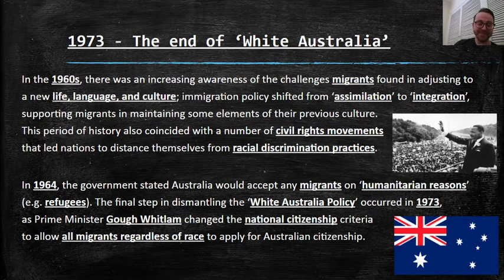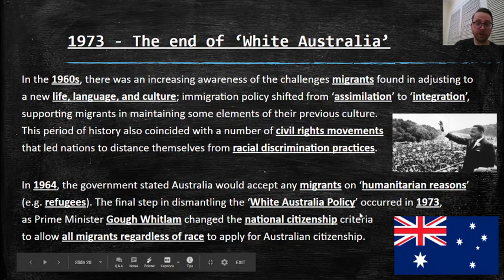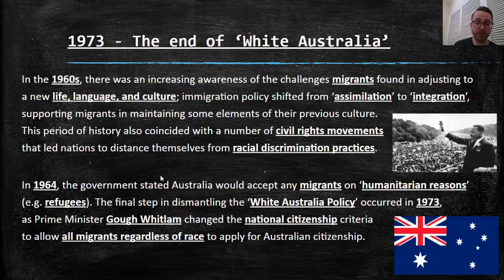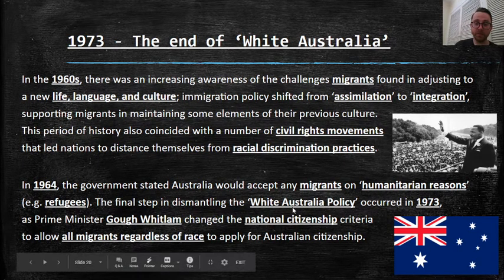The final step occurred in 1973 as Prime Minister Gough Whitlam changed the national citizenship criteria to allow all migrants, regardless of race, to apply for Australian citizenship as long as they had lived in Australia for, I think it's 3 years. So that was significant as well, because now you could be considered a legitimate Australian citizen, formal, got a passport and everything. It says Australian on it, no matter what race you were. And that occurred in 1973, and that was officially the final nail in the coffin, the death knell of the White Australia policy. That changed to citizenship. So now we have Australian citizenship for all migrants, regardless of race.